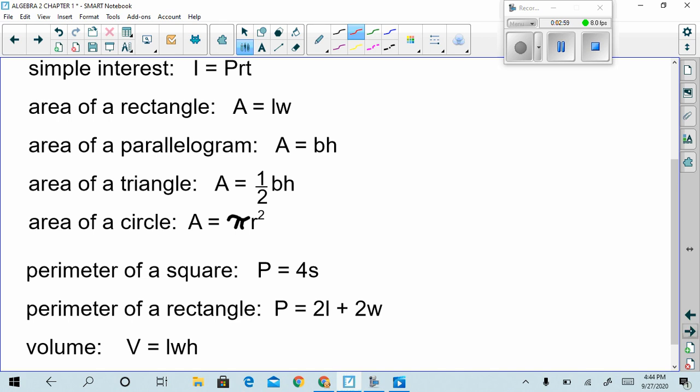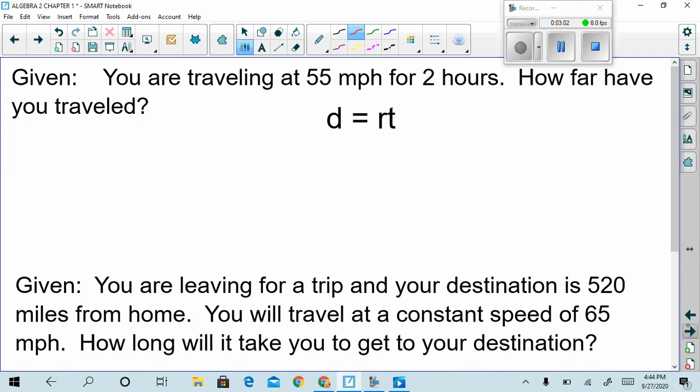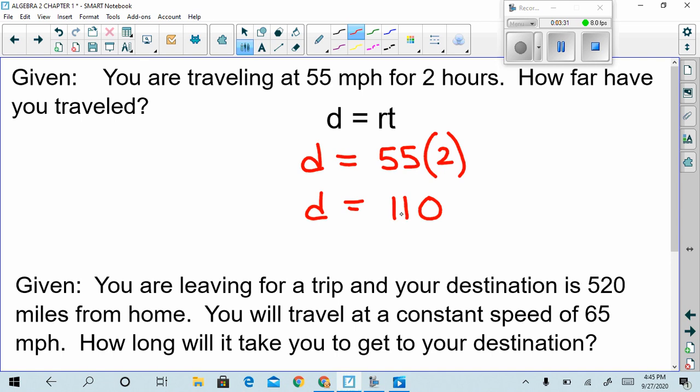Now, before we actually rewrite them, I'm just going to give you a couple of scenarios. In this first one, this is a typical distance problem. You're traveling at 55 miles per hour for 2 hours. How far have you traveled? I'm looking for distance. Well, distance equals rate times time, so if I'm solving for d, distance, my rate is 55 miles per hour, my time is 2, and I just multiply. I'm going to travel for 110 miles.